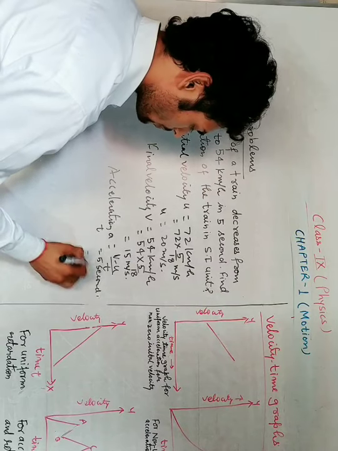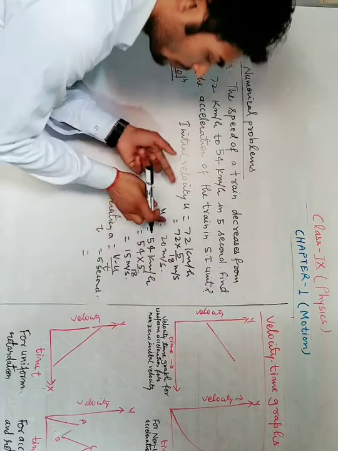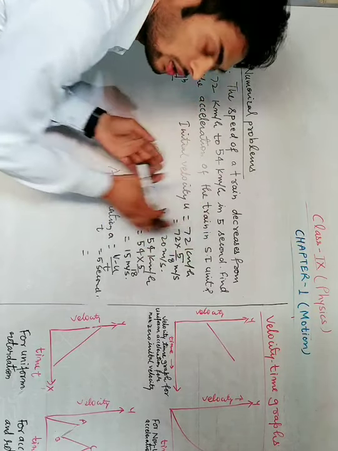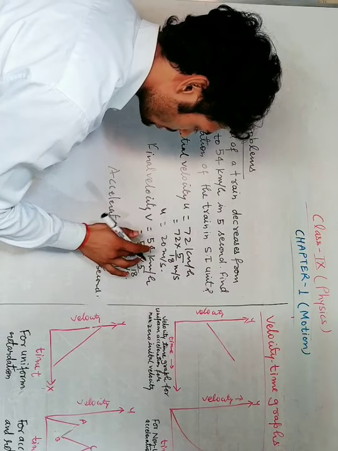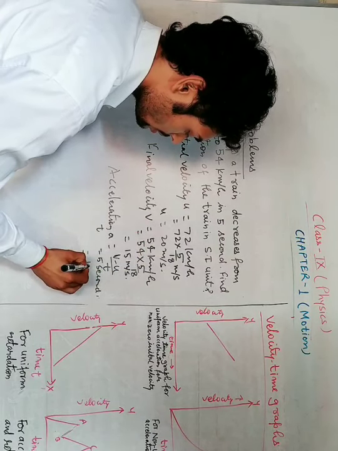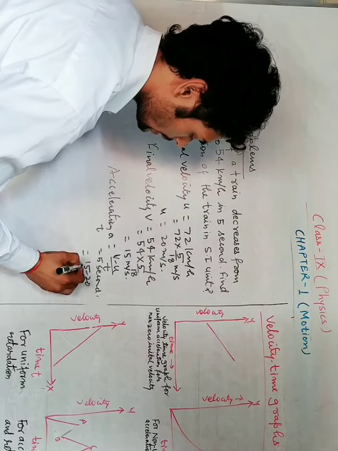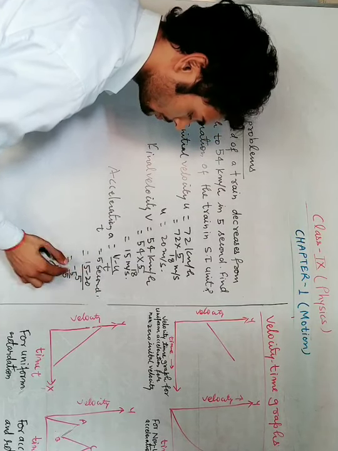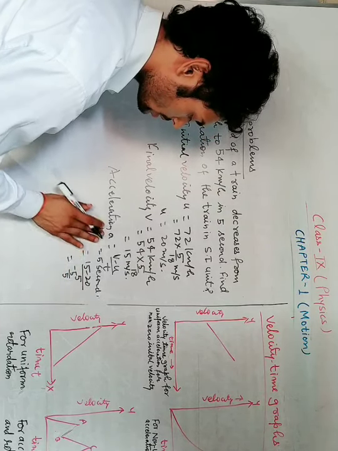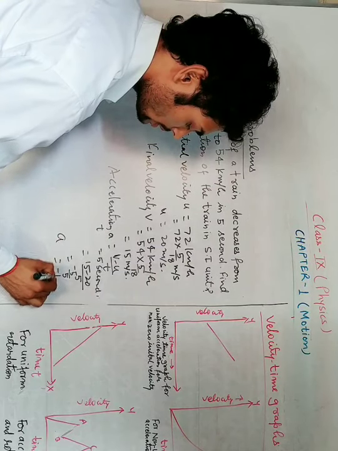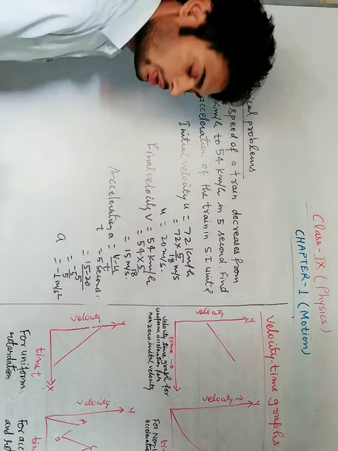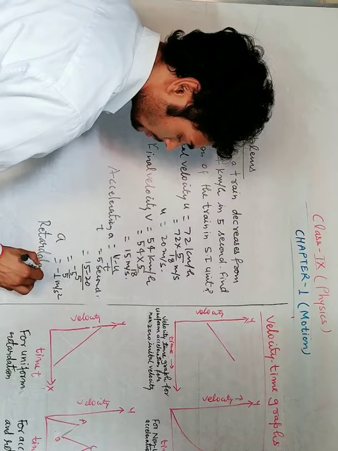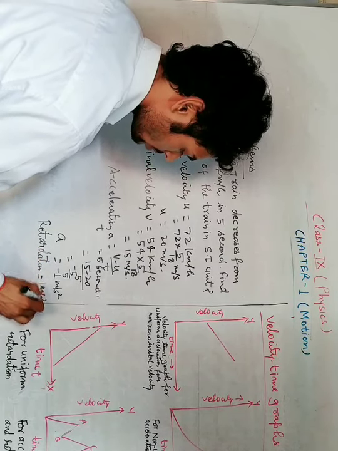Here the initial velocity is greater than the final velocity, so it is clear that the train has retardation. Putting in the initial and final velocities, we get 15 minus 20 upon 5, which becomes minus 5 upon 5. So acceleration a equals minus 1 meter per second square. So you can say the retardation of this train equals 1 meter per second square.